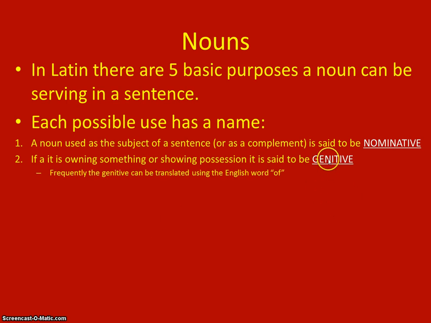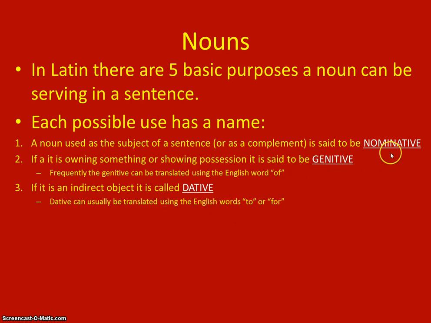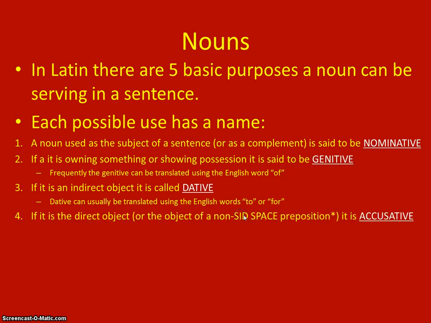So if your basic word is girl, and it's in the genitive, it would be of the girl. It might be an indirect object. We call that dative. Indirect object frequently can be translated with the word to or for. So again, if our word were girl, genitive would be of the girl, and dative would be to the girl or for the girl. Might be a direct object, or the object of a certain kind of preposition.